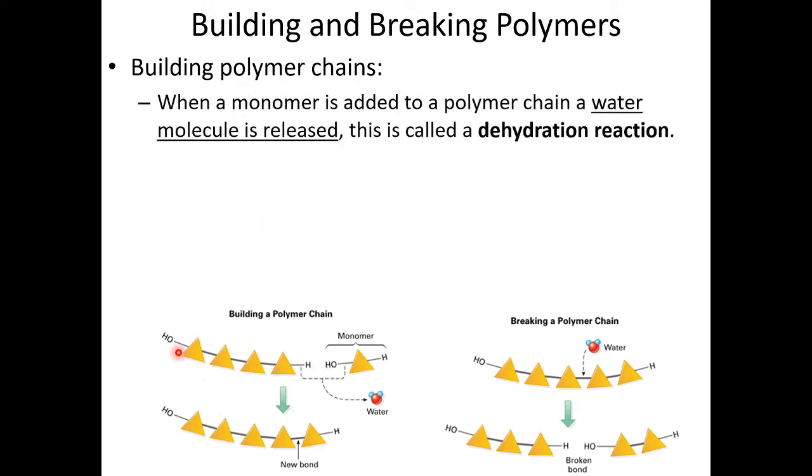You have a chain here. How do you add new links to your chain? How do you add new monomers to your polymer? It's through something called a dehydration reaction. Well, what do you think of when you think of dehydration? It's a lack of water. And that's what we're seeing here.